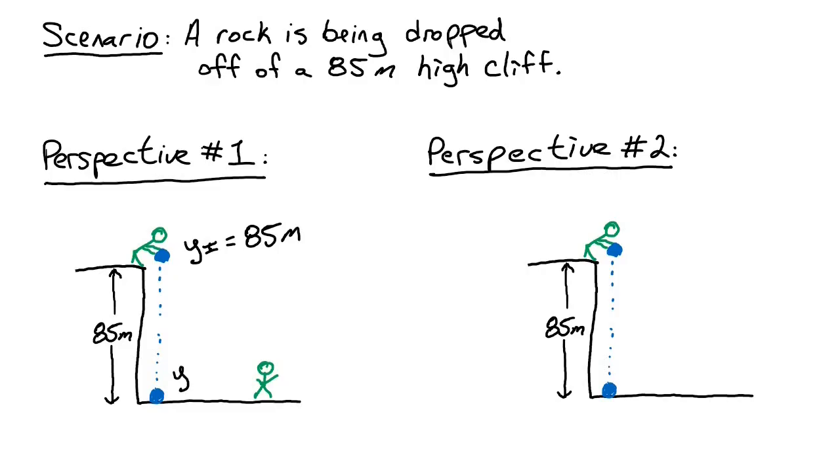And all the way down here, when it hits the ground, what would you say is the final height of the object? Well, if it's hitting the ground, wouldn't it make sense that it's 0 meters high? Okay, so that's perspective number 1. What about perspective number 2? How could I change this right now?